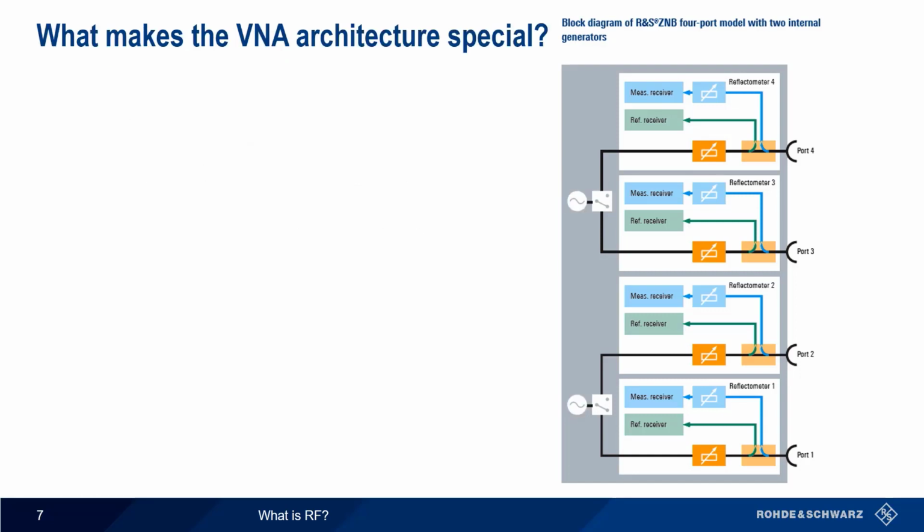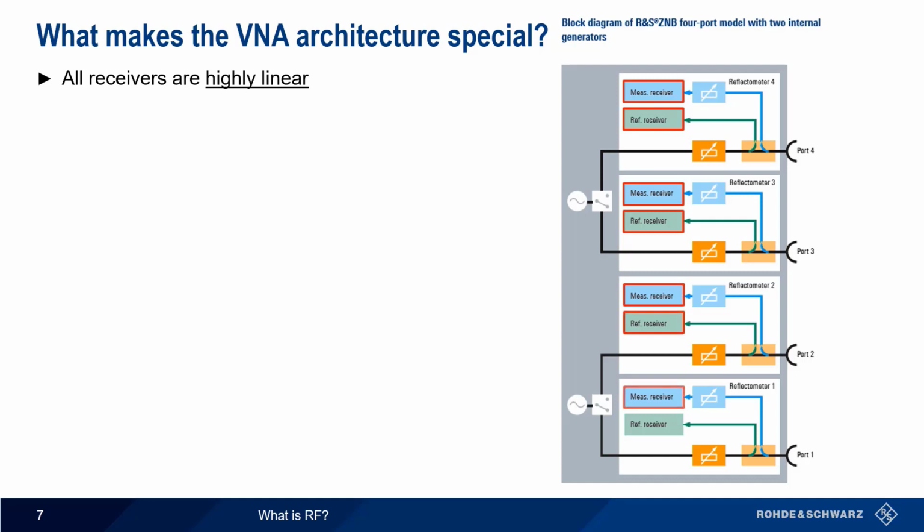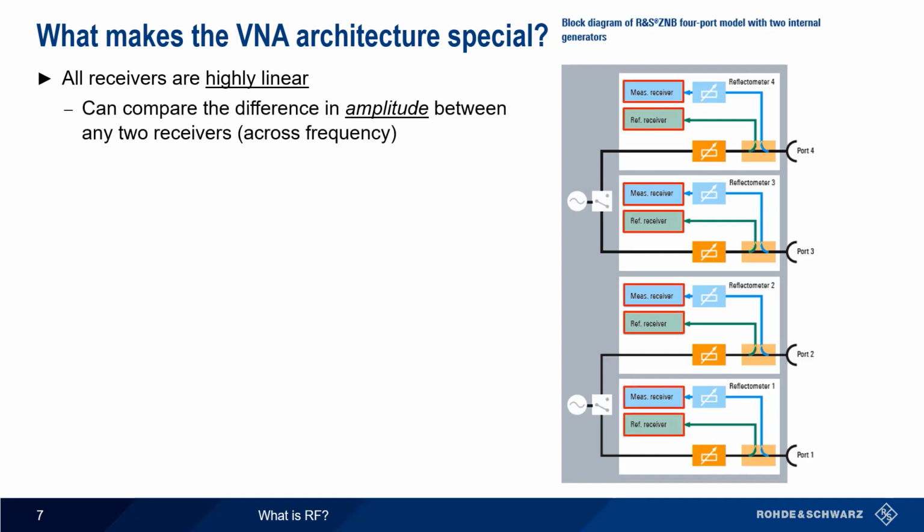What makes a VNA's architecture so special? To understand this, we must examine individual components that make up a VNA and see how they are integrated together. For example, the VNA's reference and measurement receivers must be very linear so they can deliver accurate power ratios over wide signal levels. This is a necessary prerequisite for accurate S-parameter amplitude measurements in dB.